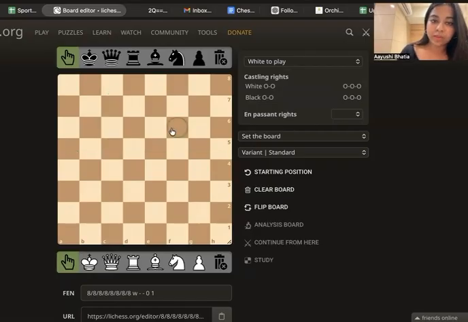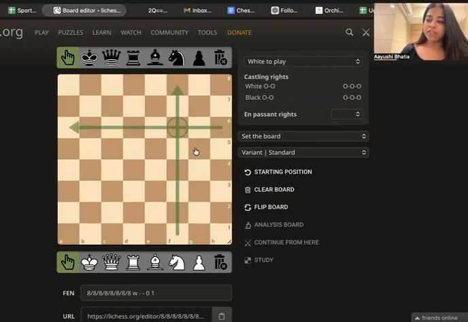So can we try this square name? This is the F file, and this is the sixth rank. So this is known as the F6 square. Okay, now as we have understood the names of the files and the ranks, let's see what is notations.